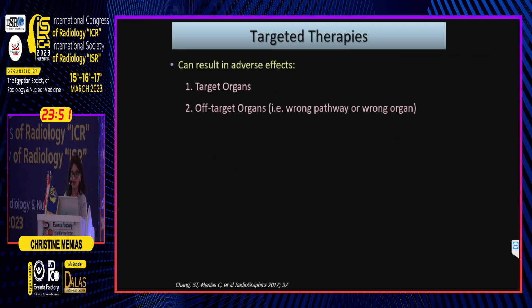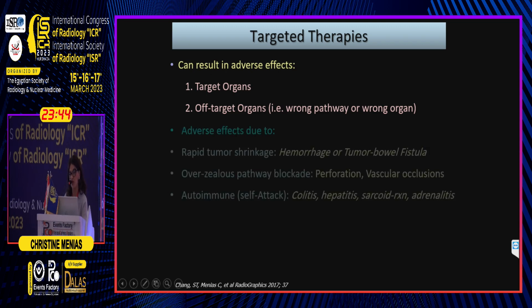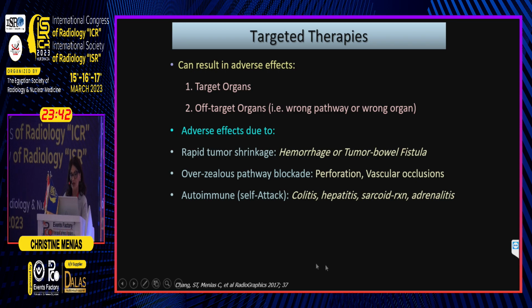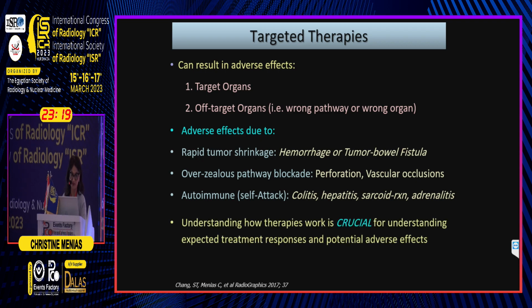So targeted therapies can result in adverse effects in either the targeted organs or off-target organs, meaning there's a wrong pathway or there's a wrong organ. And these adverse effects can be due to rapid tumor shrinkage, so you'll see hemorrhage or tumor-bowel fistula. You can see a very vigorous blockade, so you sometimes see perforation or vascular occlusion. And then there is a self-attack, which we'll see with immunotherapy, including adrenalitis and sarcoid-like reaction.